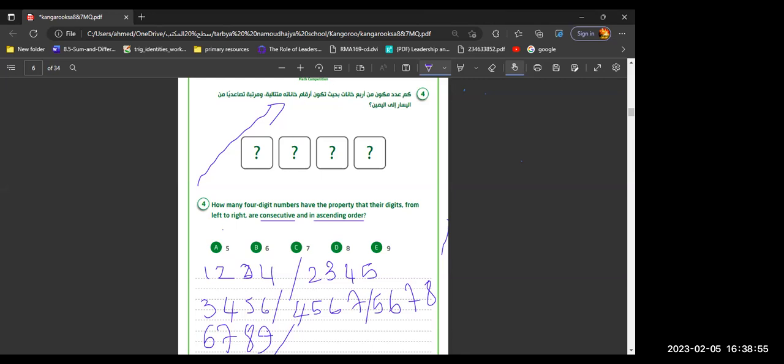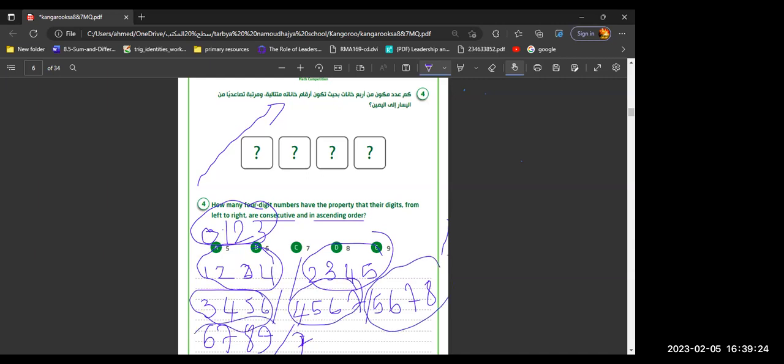So we still have 1, which makes 7. Is this the first one that I wrote, or is there one before? This is the last one, but we forgot one: 0, 1, 2, 3. So how many are these? 1, 2, 3, 4, 5, 6, 7. So 7 combinations. So our answer is C.